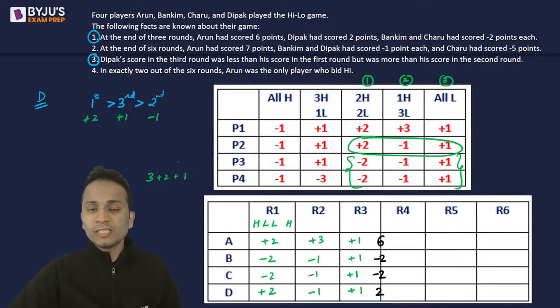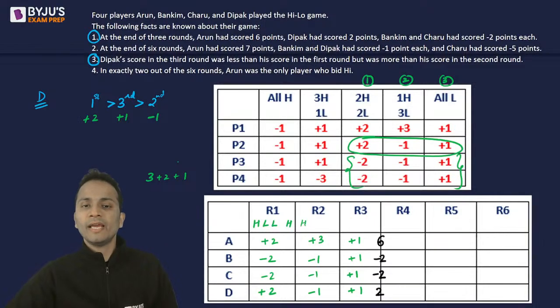Okay, so these are the respective bids made by A, B, C, and D. A has bid high, B low, C low, and D high. All right, this is round number 1. In round number 2, Arun will bid high and the other 3 players will bid low. So high, low, low, and low. And in the third round, all 4 of them will bid low. That is why they will score +1.